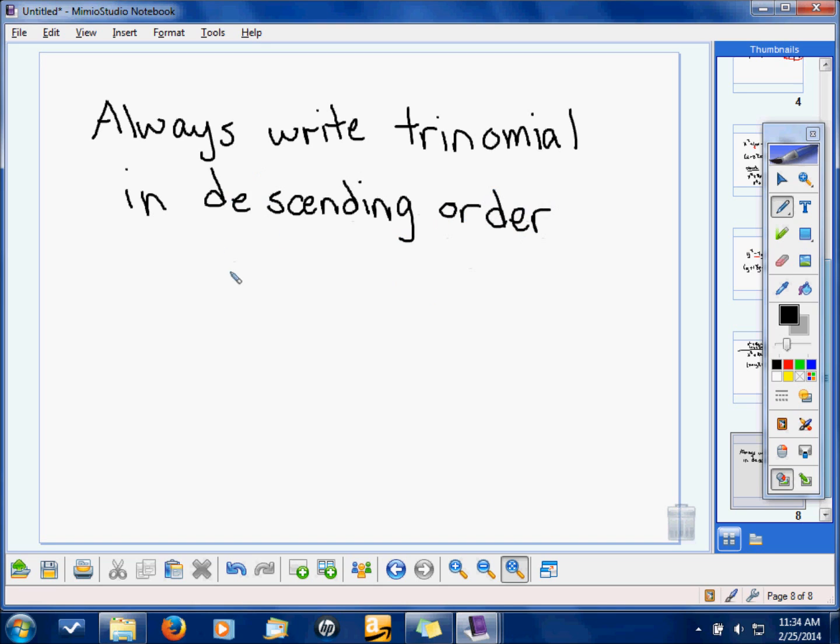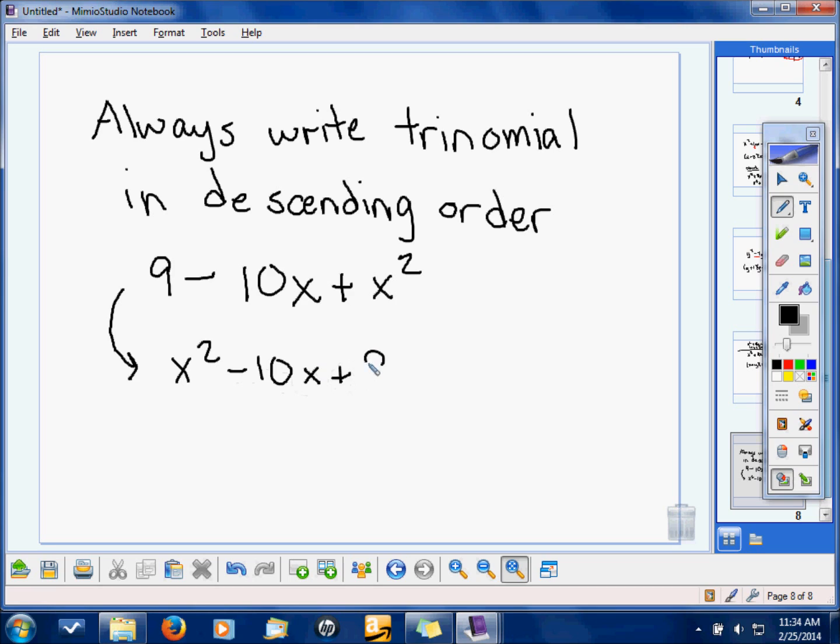For example, if you had one like number 9 that says 9 minus 10x plus x squared, that's really hard to factor like that, so we need to rewrite it. How would I rewrite that so that it's in a better order? x squared minus 10x plus 9. Good. So put it in descending order first, and then once it's in descending order, you can factor it.